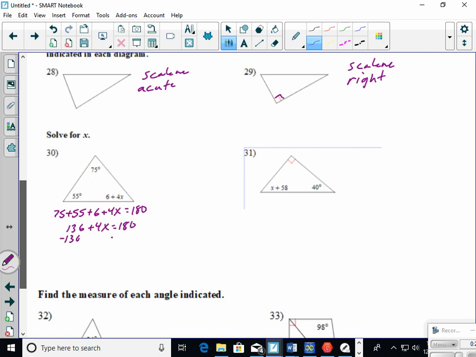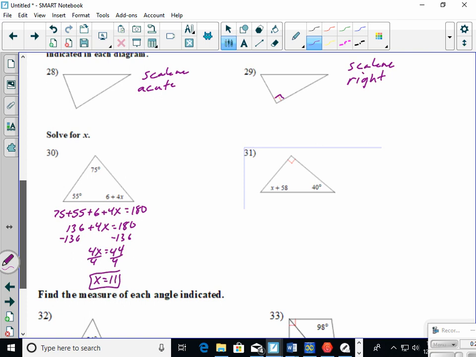Subtract 136 from both sides. And 4x is going to equal 54. Not sure I did that right. That is 44. It should be 44. So divide by the 4. X equals 11.